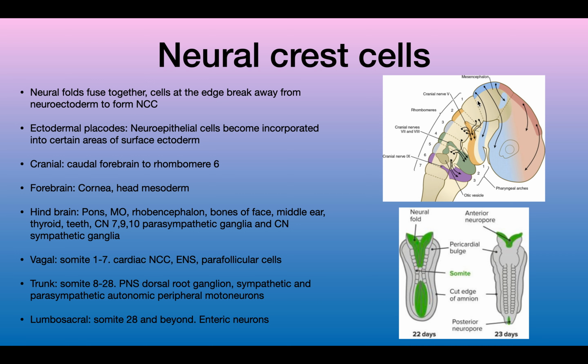The vagal area is going to be from somites 1 to 7, and that will eventually create the cardiac neural crest cells, the enteric nervous system, and the parafollicular cells of the thymus. So in the trunk, it's going to be from somite 8 to 28. The peripheral dorsal root ganglion, sympathetic and parasympathetic autonomic peripheral motor neurons will form from that. And then finally, in the lumbosacral region, it's going to be from somite 28 and beyond, and that is responsible for forming the enteric neurons.